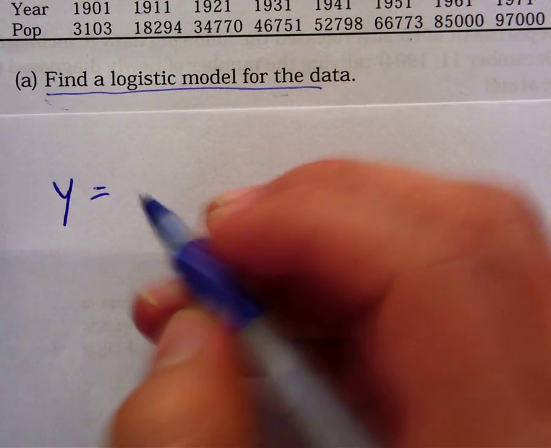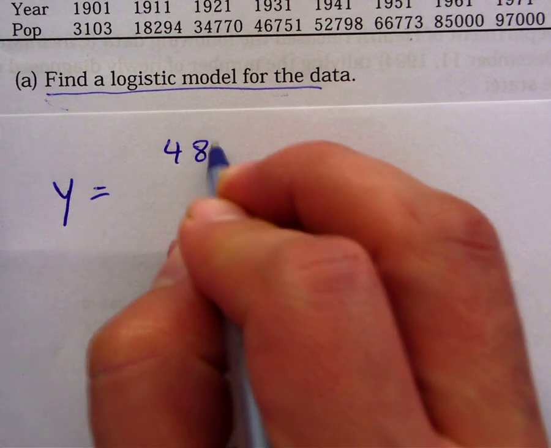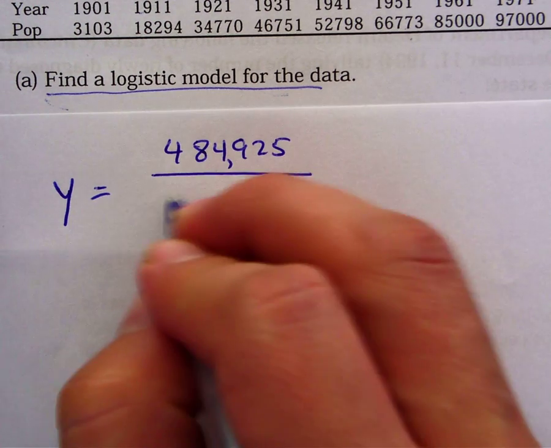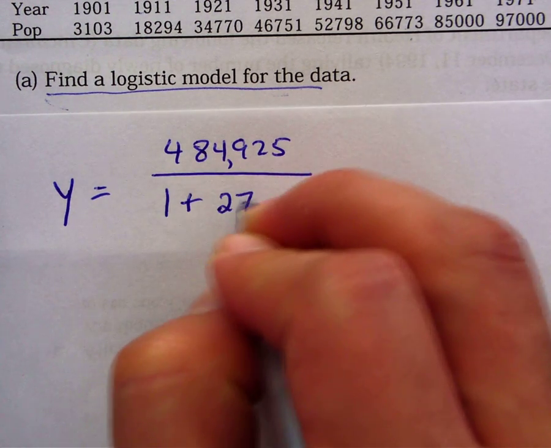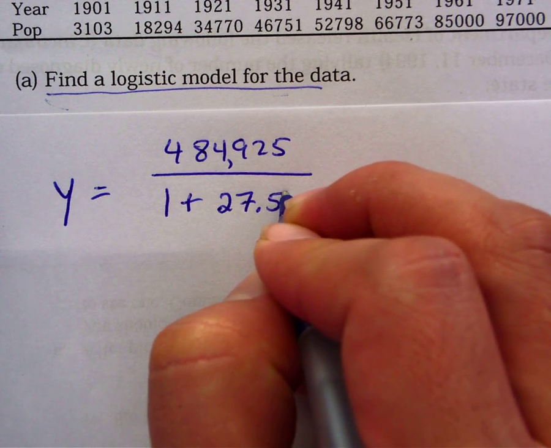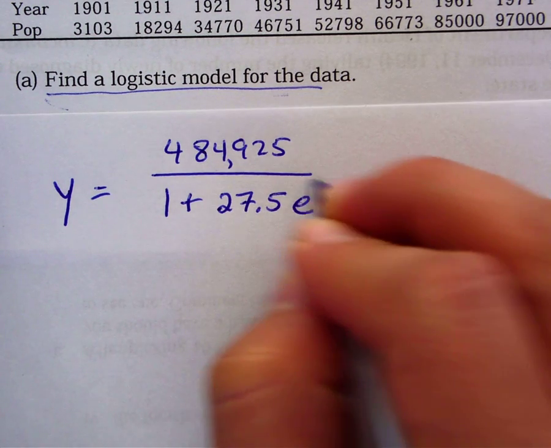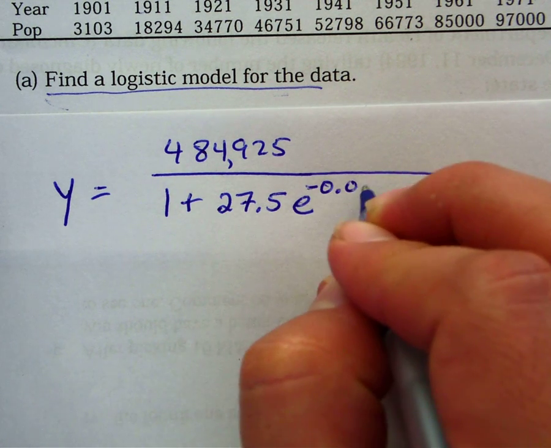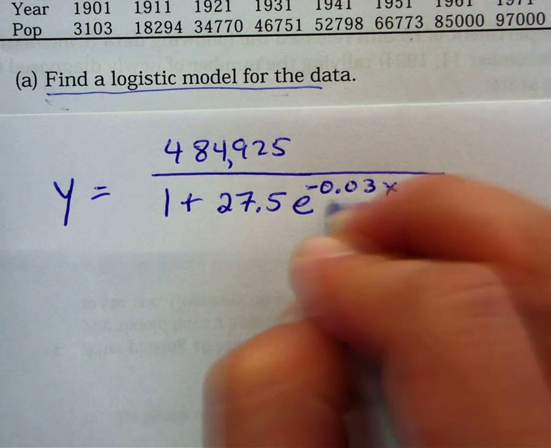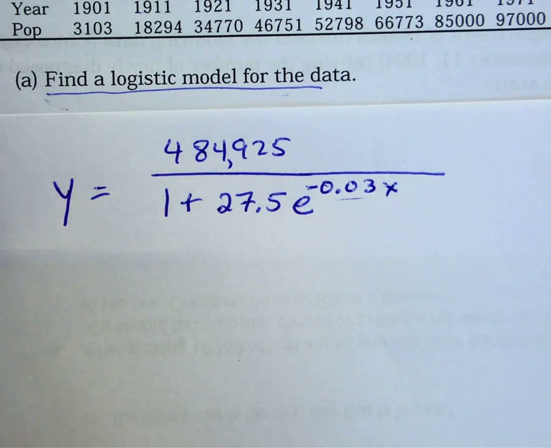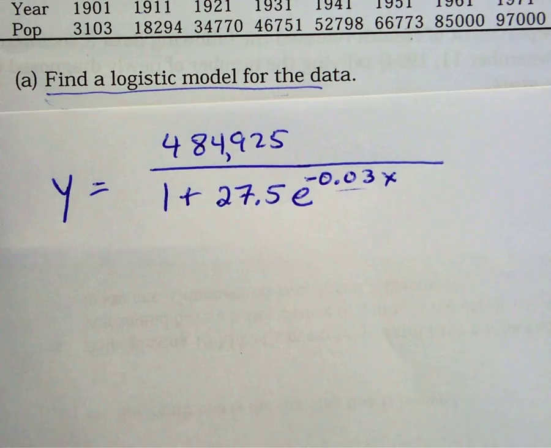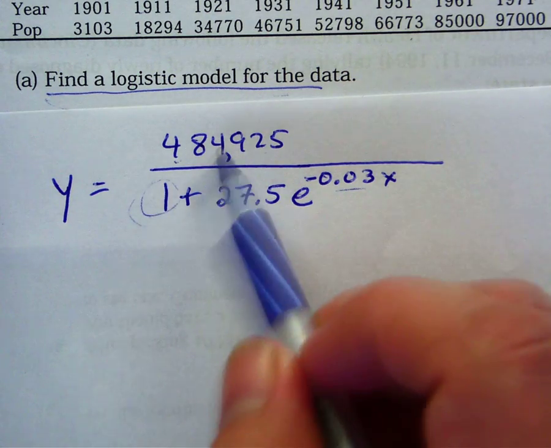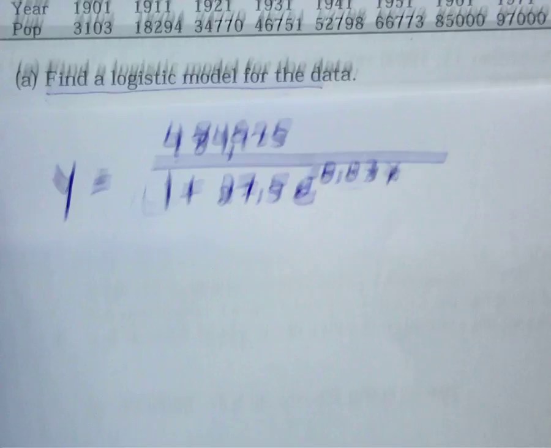Y equals 484925 over 1 plus 27.5 e to the negative 0.03 x. Now I rounded it here. It's nice that the calculator gives us this 484 and it gives us a 1 here. So it's going to make it easy to find what that limit to growth is.